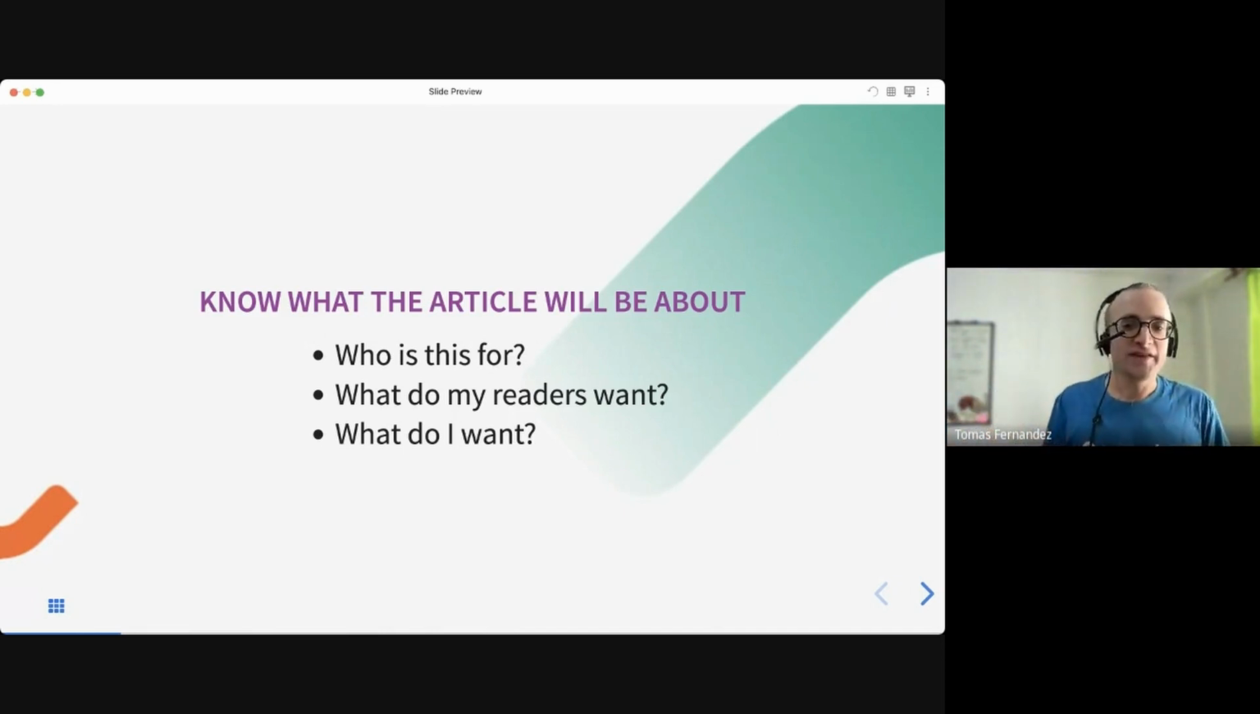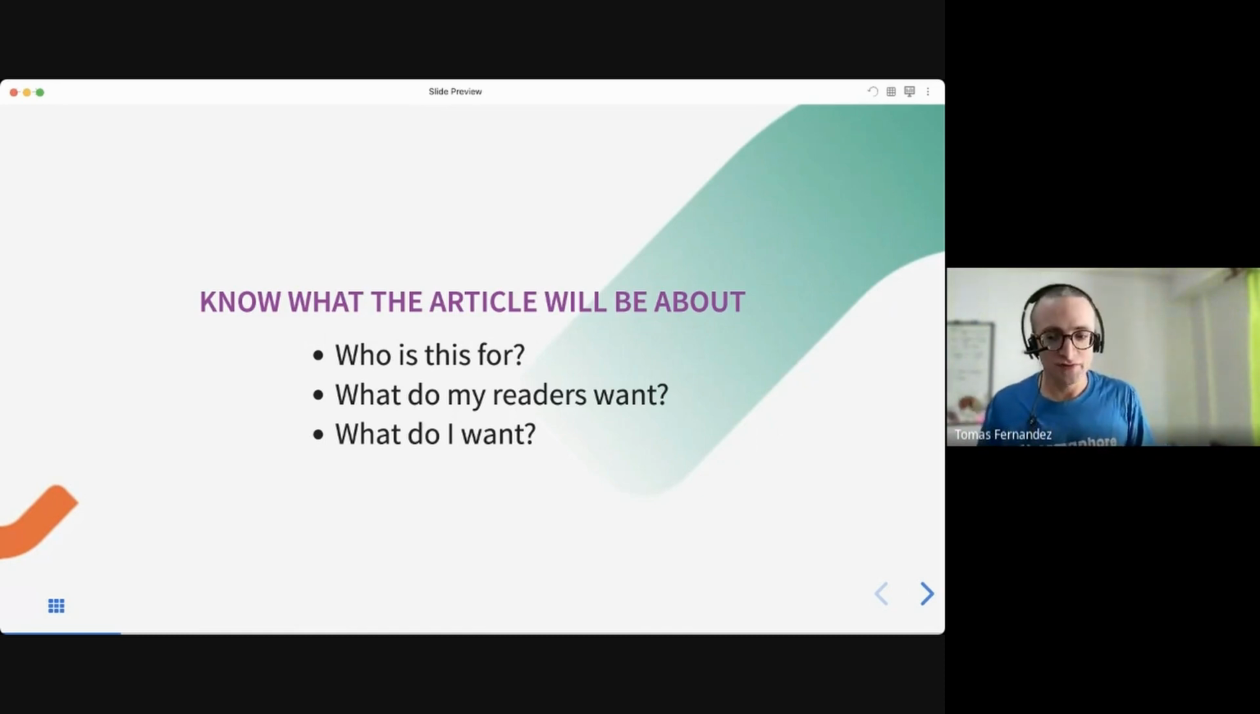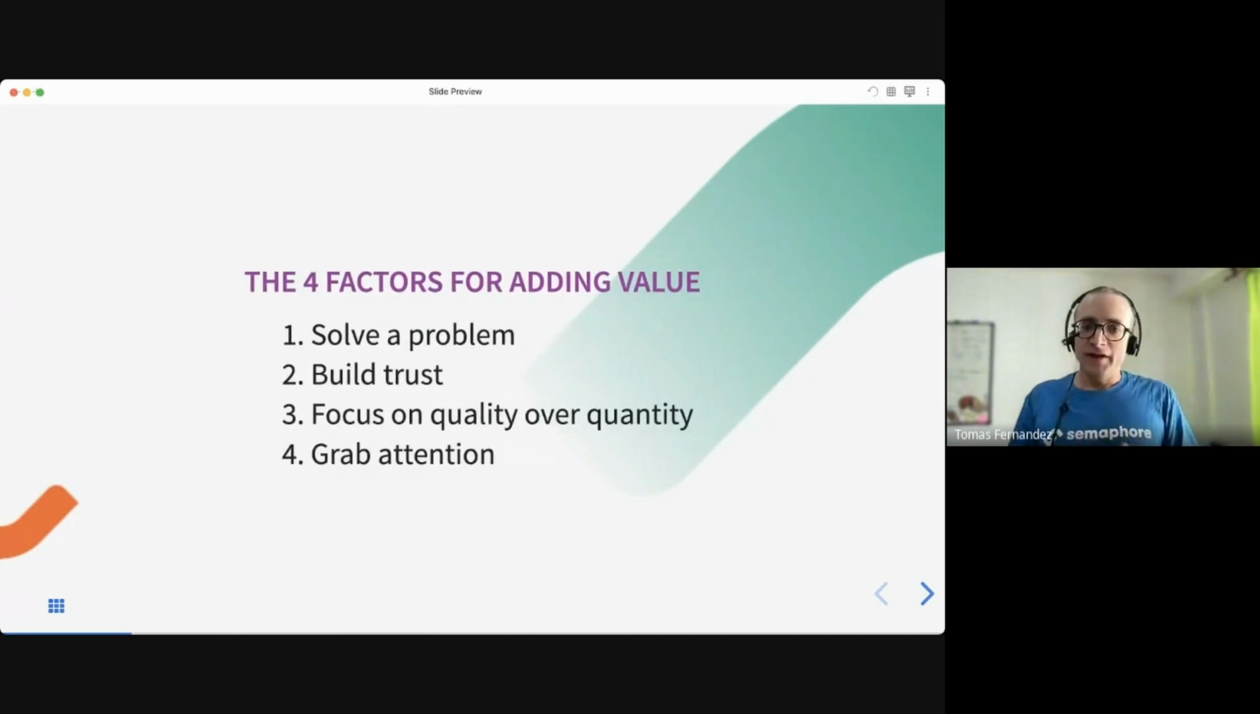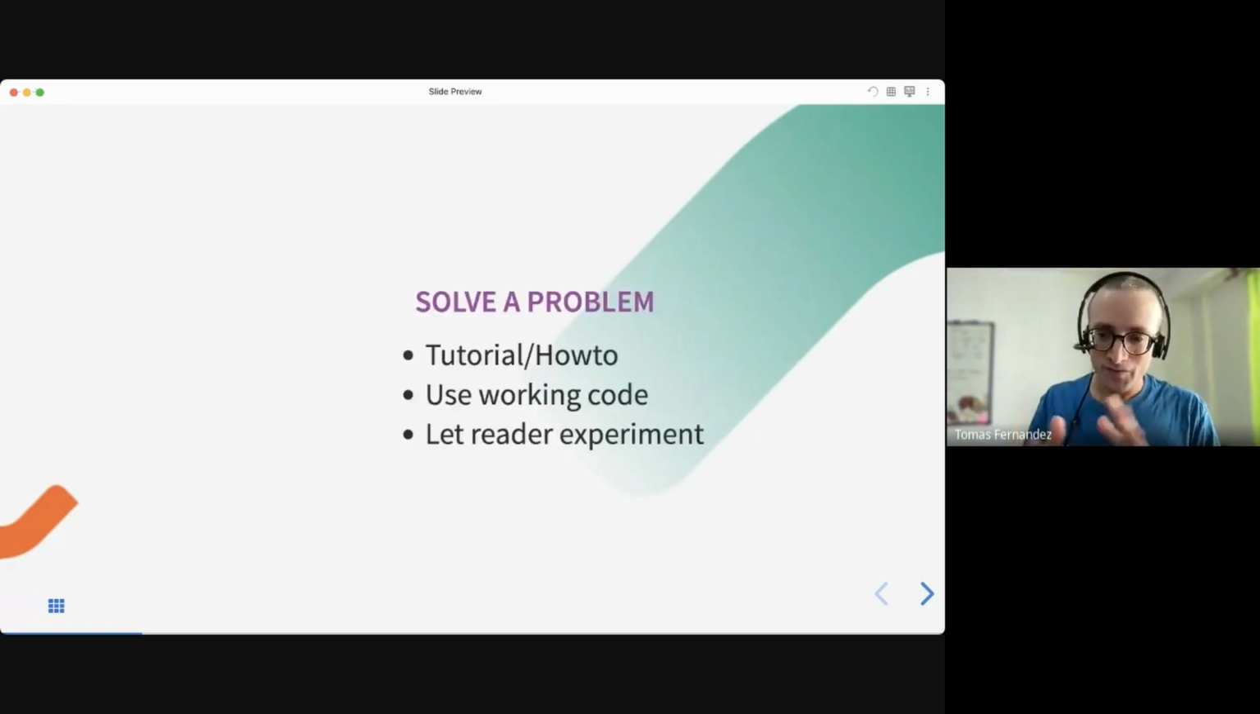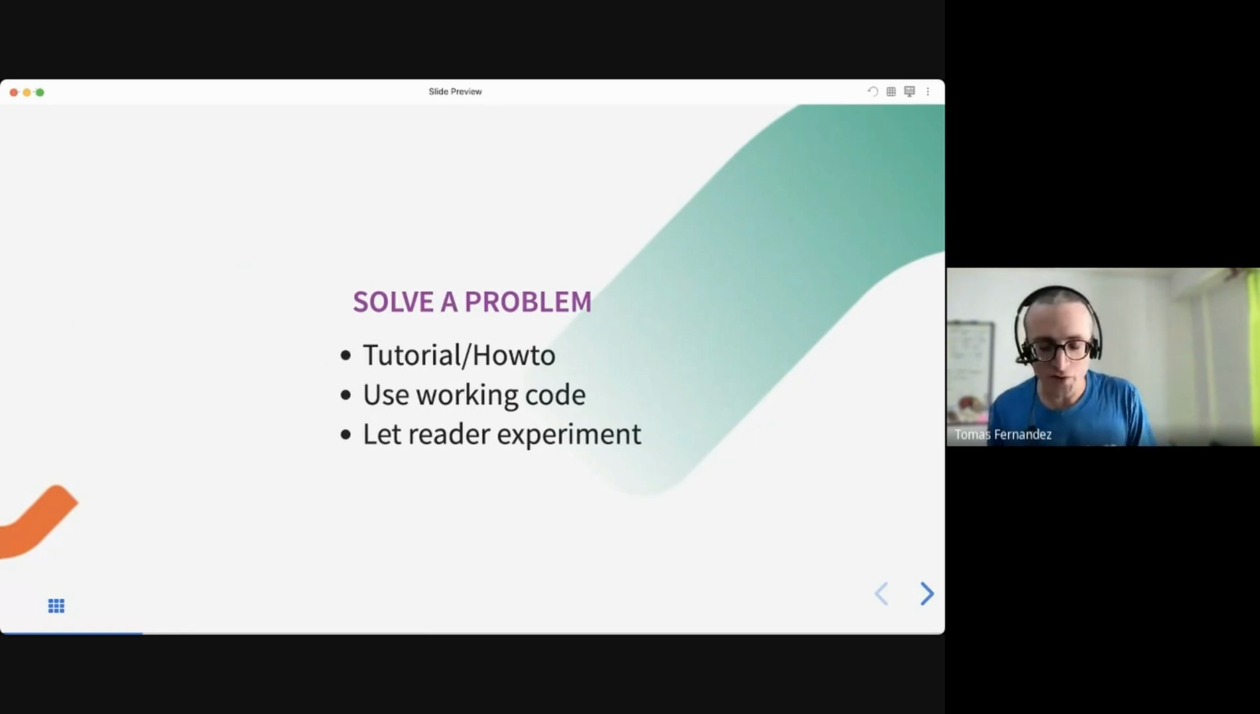So these things are like focusing questions that we should always keep in the back of our heads while we are writing and while we are planning. I think for adding value, there are four things that are important: solving a problem, building trust, focusing on quality, and being able to grab the attention of the reader.